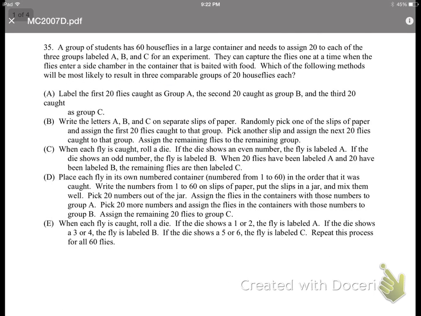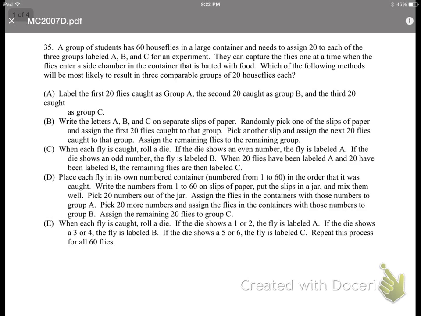Okay, so for 35, hopefully you read it. And basically what they wanted to talk about is how to put people, flies, whatever, into three groups of equal size. All right, now remember what the word random means. All right, is that everybody has an equal chance. Okay, so do you see here that if we do A, label the first 25 caught in group A, the second, then not everybody has an equal chance to be in group B or in group C.